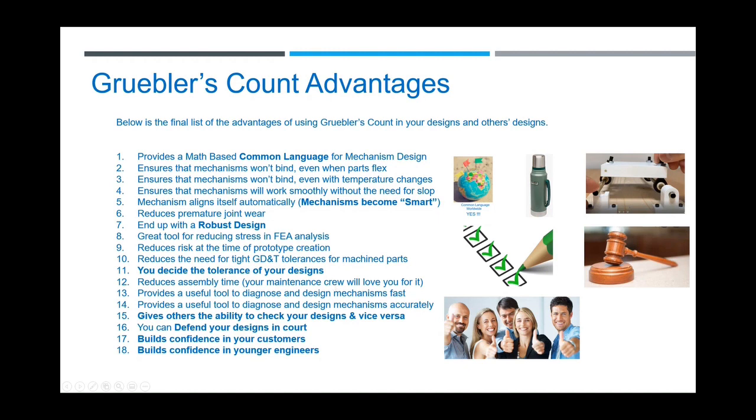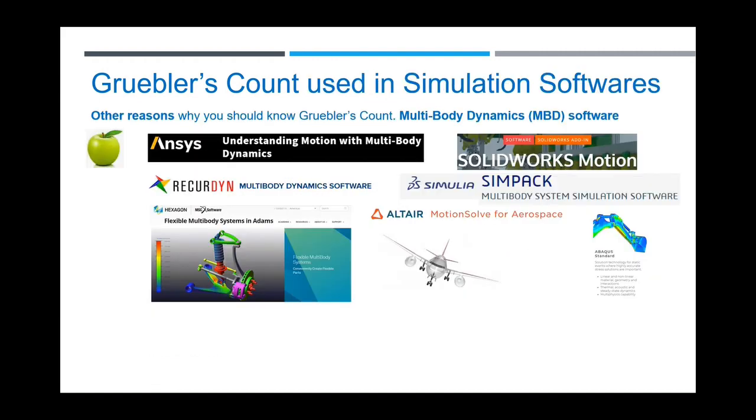And then obviously, what does it do? It builds confidence in your customer. That's very important because you're giving them the right tools to check your work with, right? They know that there's no other tool you can use to check your mechanisms besides Gruebler's. And obviously it gives your young engineers more confidence too. Gruebler's count is also used in simulation software, just like I was telling you about the Atom software. Simula uses it, Altair uses it, ANSYS. And the precursor to using this software is you have to know Gruebler's, right? You have to design it using Gruebler's or the software will give you wrong answers.